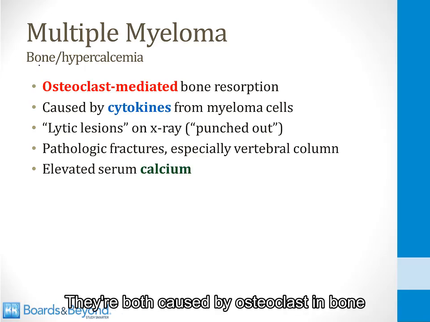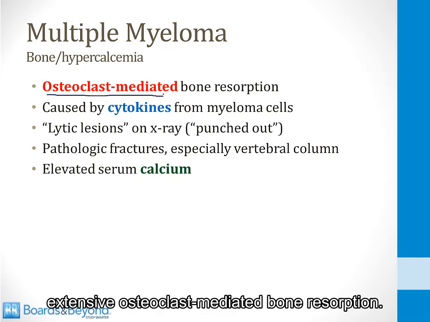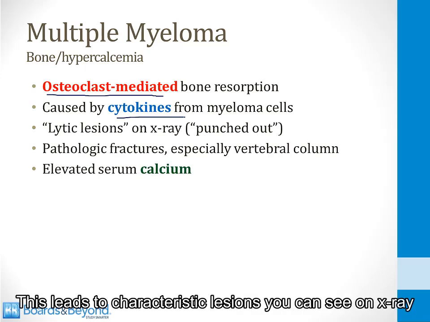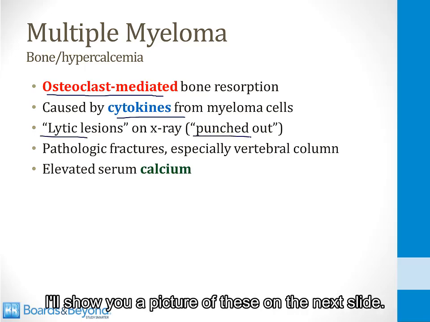They're both caused by osteoclasts in bone, which are placed in overdrive in the setting of multiple myeloma. In multiple myeloma, there is extensive osteoclast-mediated bone resorption. This is all driven by cytokines coming from myeloma cells. This leads to characteristic lesions you can see on X-ray, which are described as lytic or punched out. I'll show you a picture of these on the next slide.